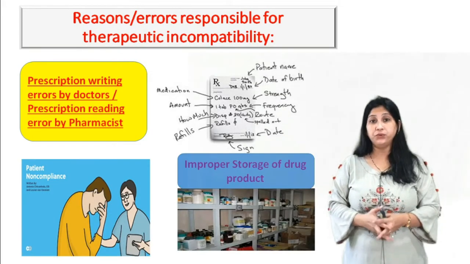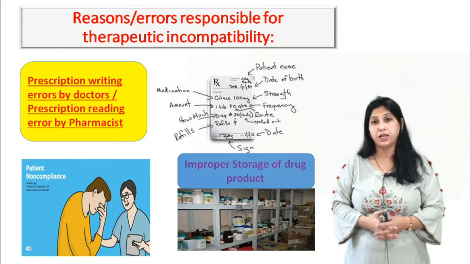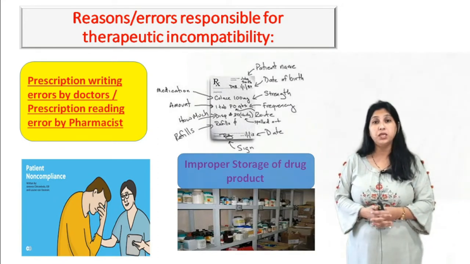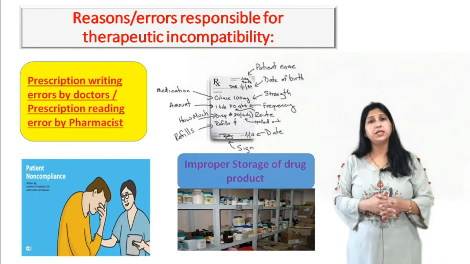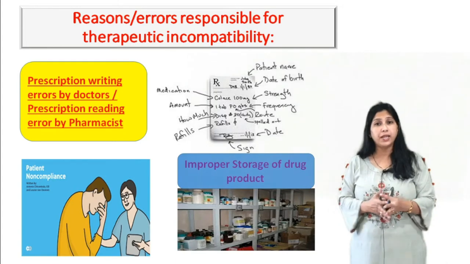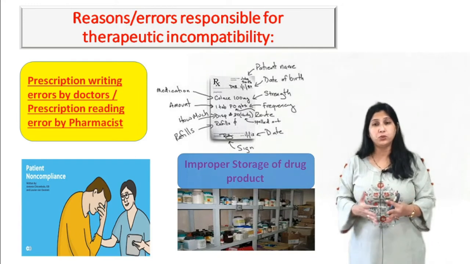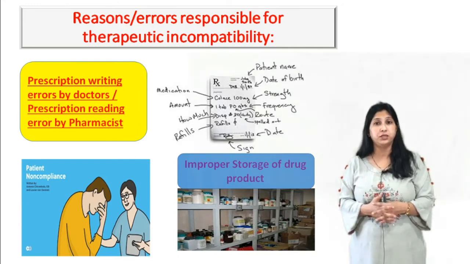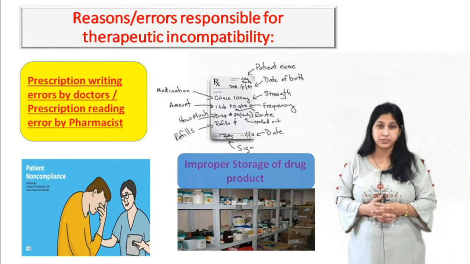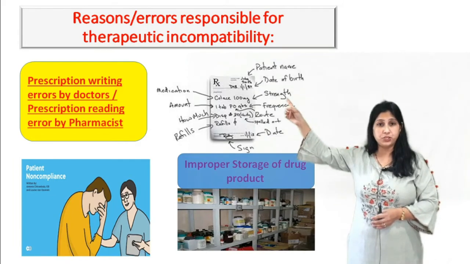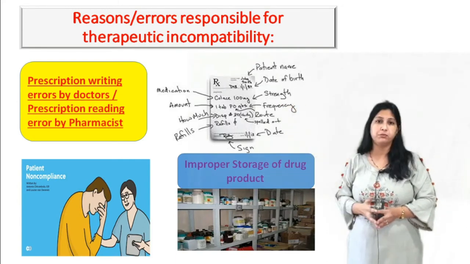Now let's see about the reasons or causes for therapeutic incompatibility. One reason is improper storage of drugs, which may result in drug degradation, and because of that a change in therapeutic response. Another reason is patient non-compliance, that is the non-adherence of patients to the prescribed dose regimen. That means whatever dose or dosage frequency is prescribed by the physician is not being followed by the patients. A very common reason behind therapeutic incompatibility is prescription writing error by the doctors or physicians, or prescription reading error by the pharmacist.